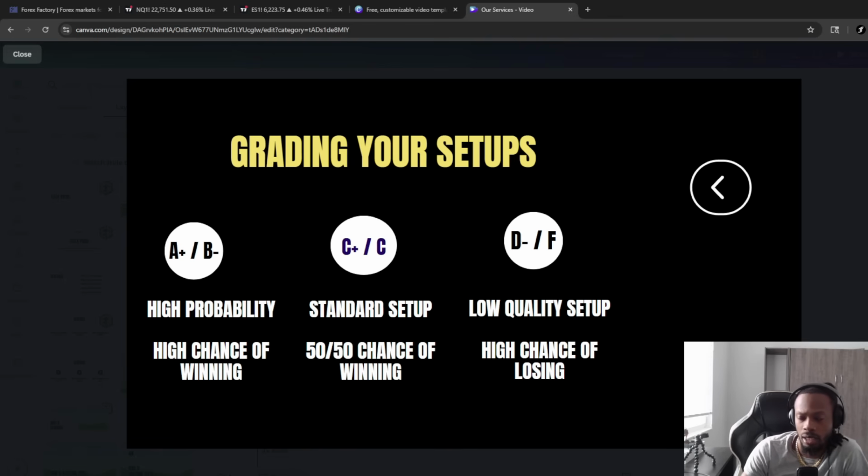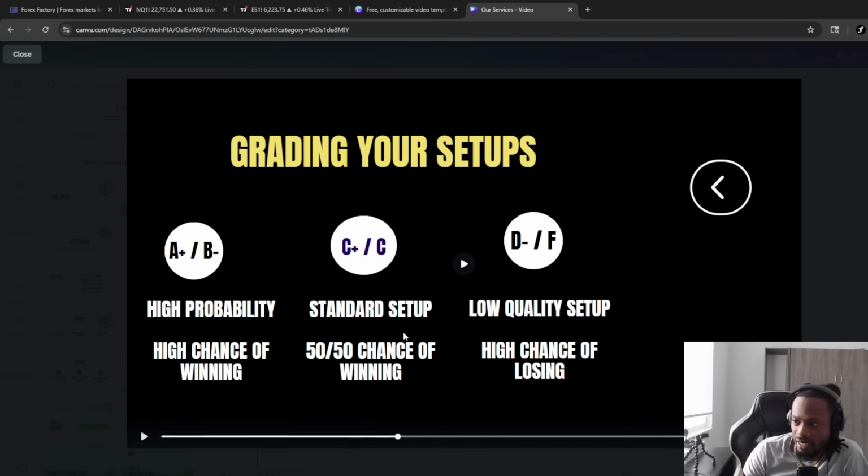And we're going to go to the future slide so I can show you what I mean by A plus and B minus setups. But you just got a high chance of winning. Okay, the C plus and C setups, we take these setups more than the A plus and B minus setups. Why? Because we don't get that perfect setup every single day.